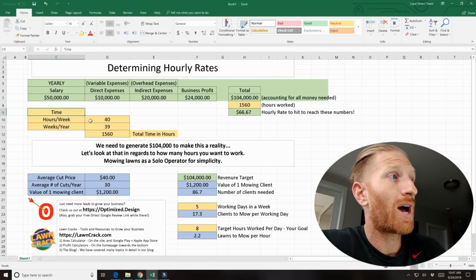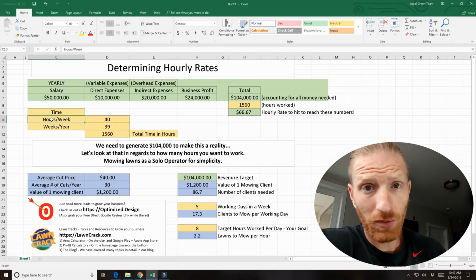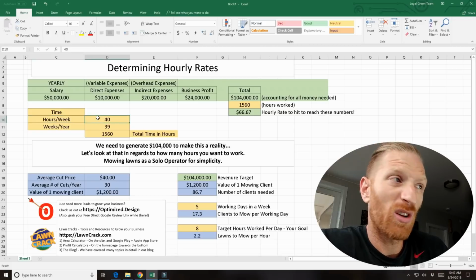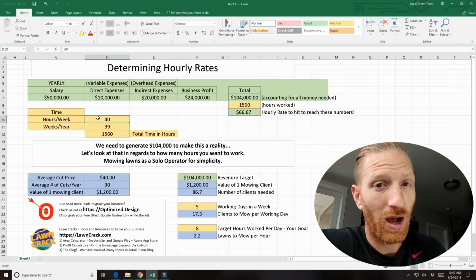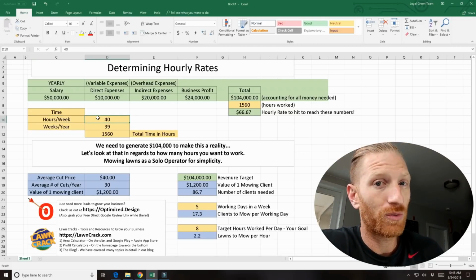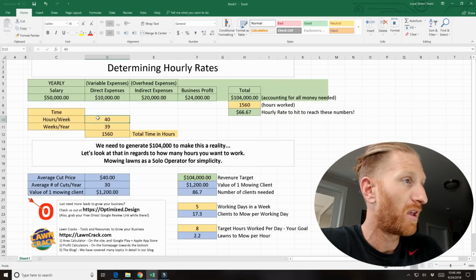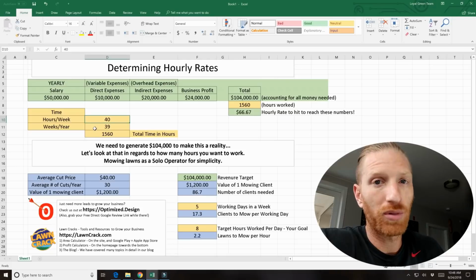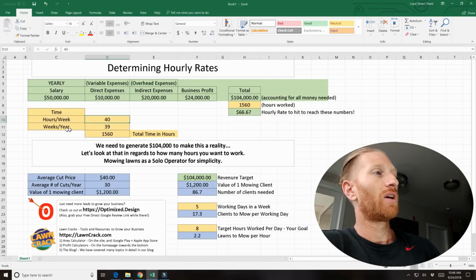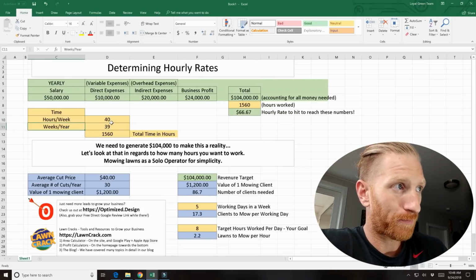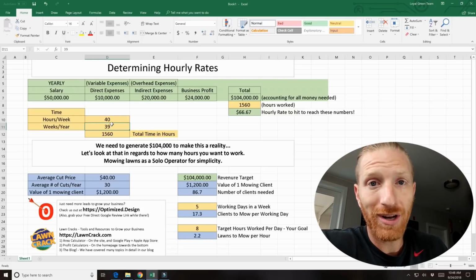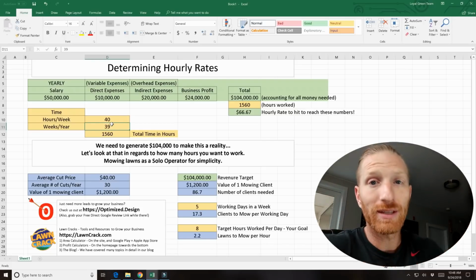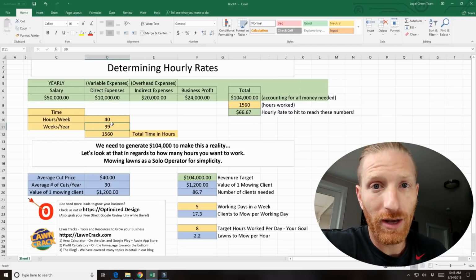Okay, so time. We're dealing with lawn care. So hours to work per week. Let's just say 40. I'm not a fan of just working 40 hours a week. I think you should at least work 50. But we're going to say 40 for the spreadsheet, and we're going to play around with the numbers at the end. So weeks per year, I use 39 because in my area, that's how many working weeks there were in the season for the lawn care industry.